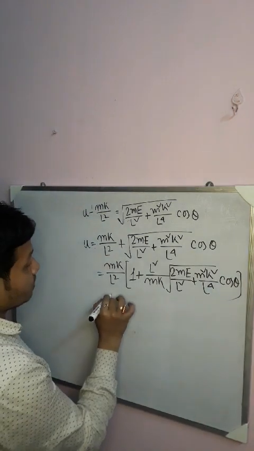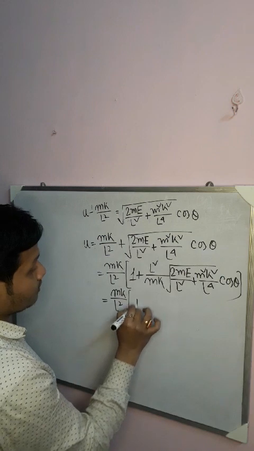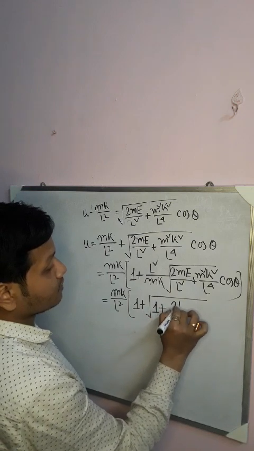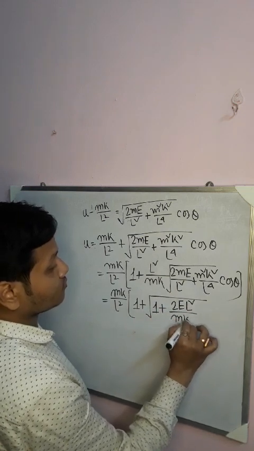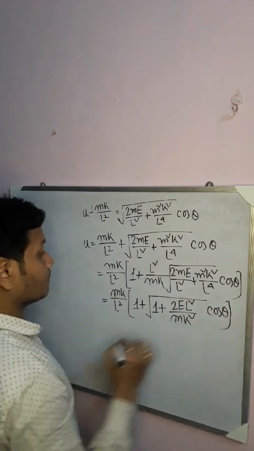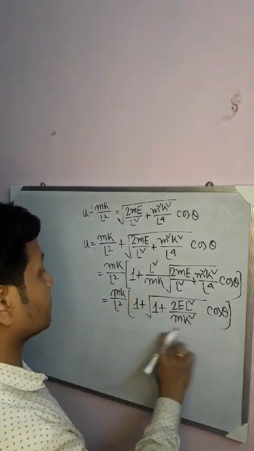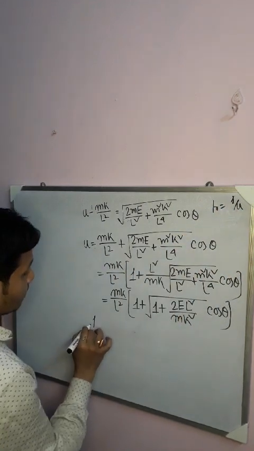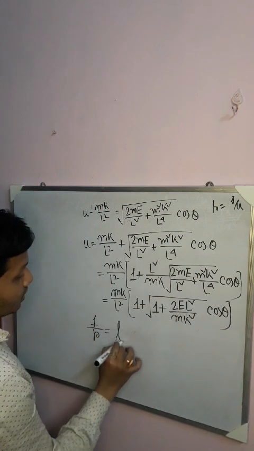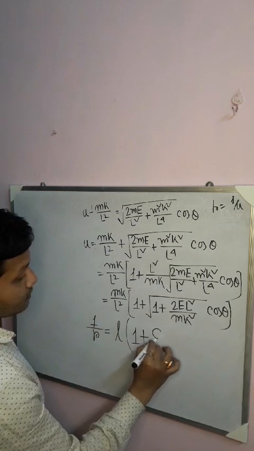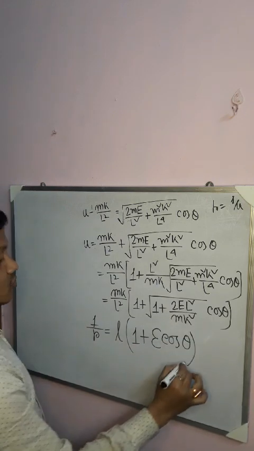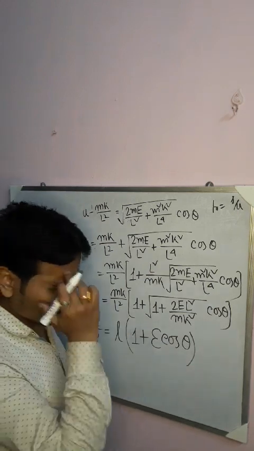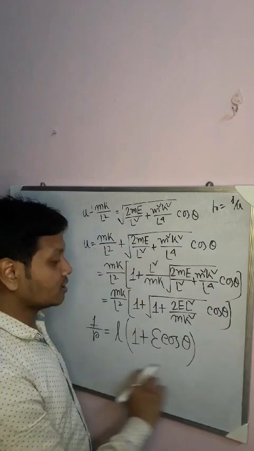So simply, if you take mk by l square inside, then it would become 1 plus 2el square by mk square. You just do it. Now what is my u? We take r equal to 1 upon u, so my u will be 1 by r, and we take this as small l, this is 1, this is epsilon cos theta. So we arrived at the standard form of the conic section equation.